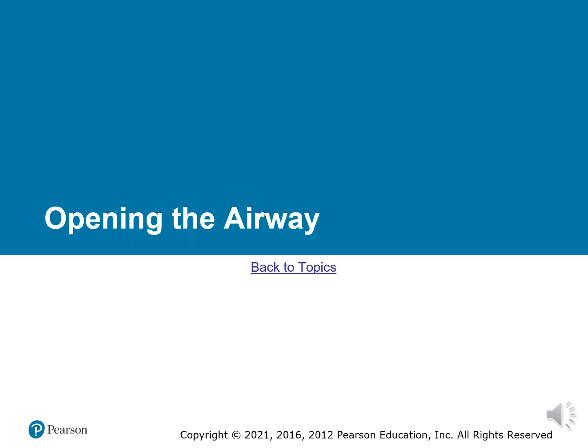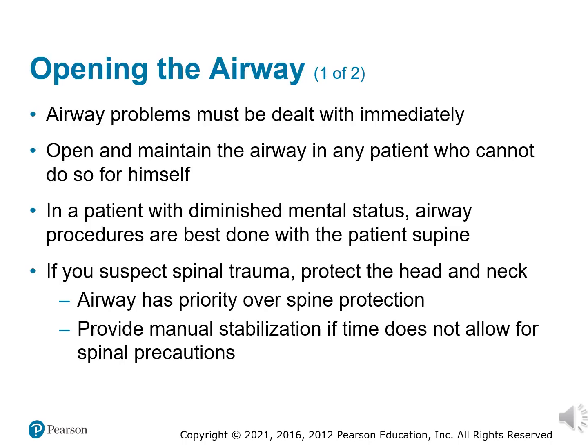In this section, we're going to talk about opening the airway. Airway problems must be dealt with immediately. If you don't have an airway, you don't have a patient. Open and maintain the airway in a patient who cannot do so for him or herself. In a patient with diminished mental status, airway procedures are best done with the patient supine. If you suspect spinal trauma, you want to protect the head and neck. The airway has priority over spine protection, and you want to provide manual stabilization if time does not allow for spinal precautions.